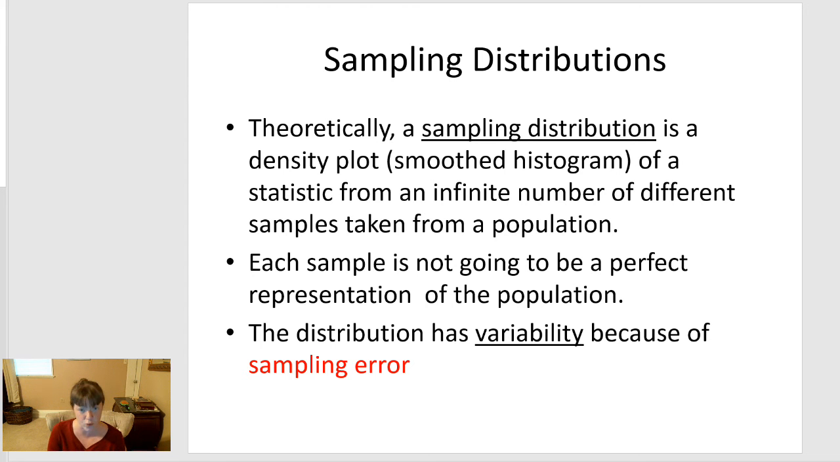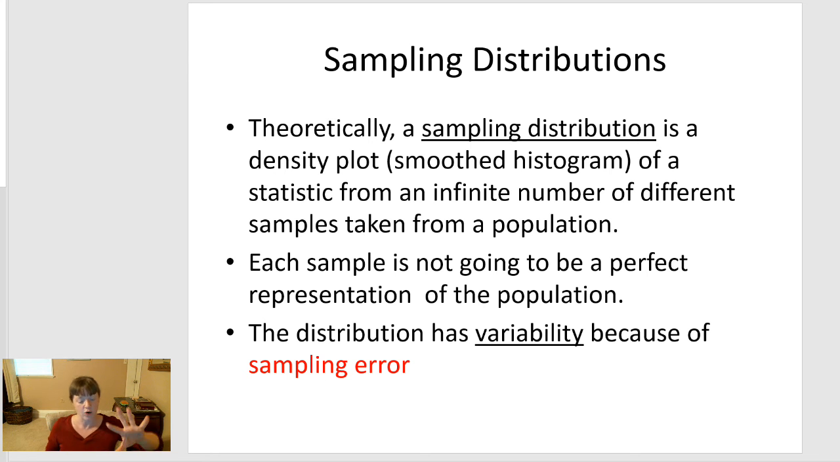Instead of tracking people's raw scores, you're grabbing samples of people, calculating their average, and then tossing them back. And theoretically, a sampling distribution is an infinite number of these samples taken from the same population. So I've got a population of people, and let's say instead of IQ this time, I'm talking about extroversion. And I grab a sample of 100 people. So now this is going to be a sampling distribution where each sample has 100 people.